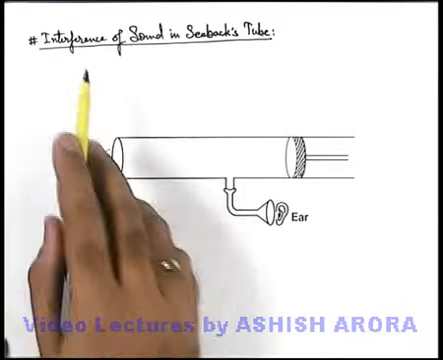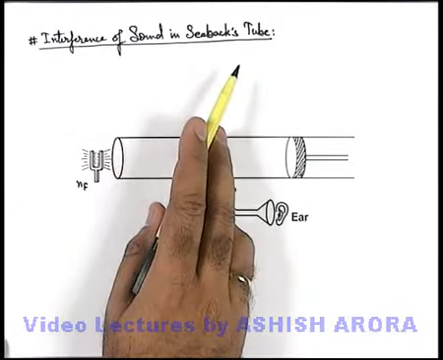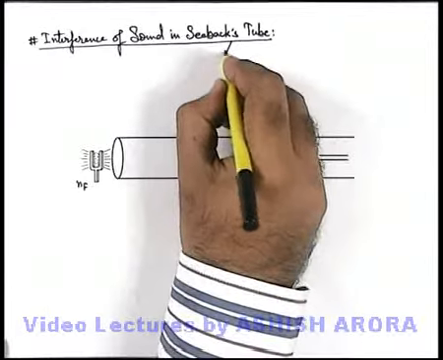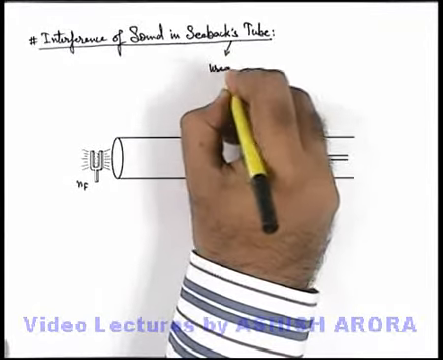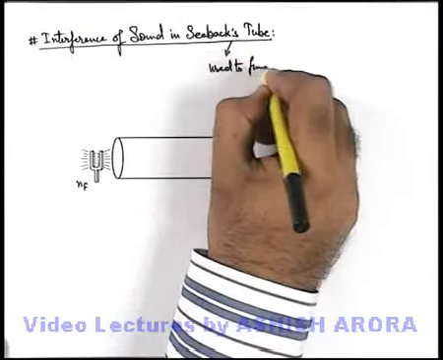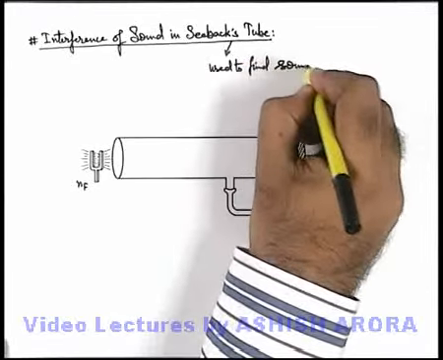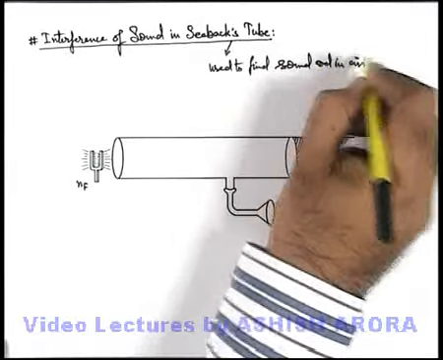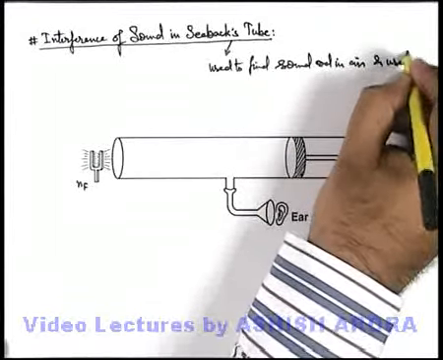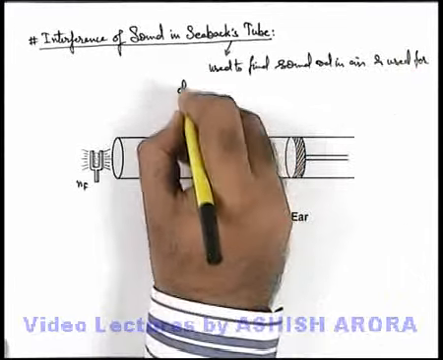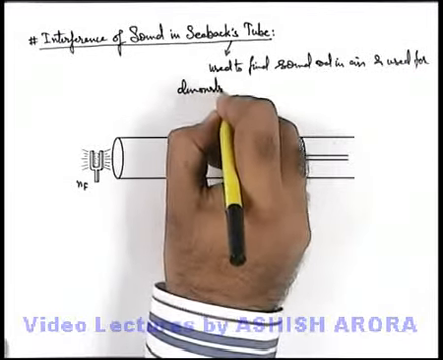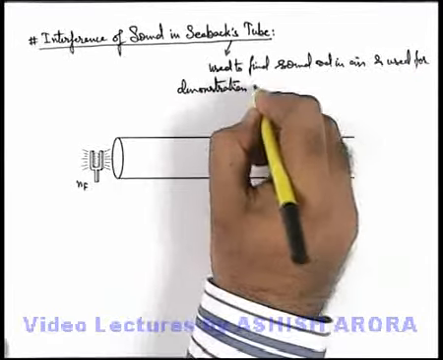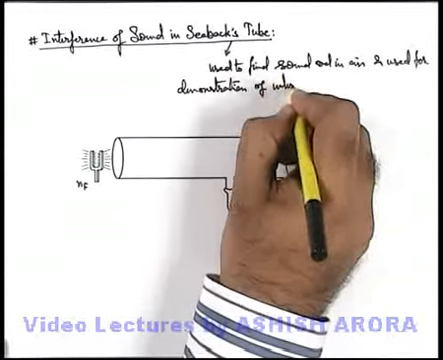Let's study the interference of sound in Seeback's tube. Seeback's tube is basically an apparatus used to find sound velocity in air and used for demonstration of interference.